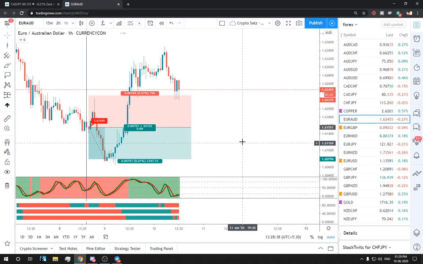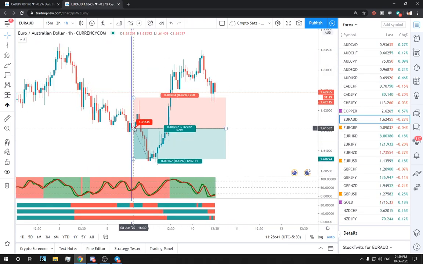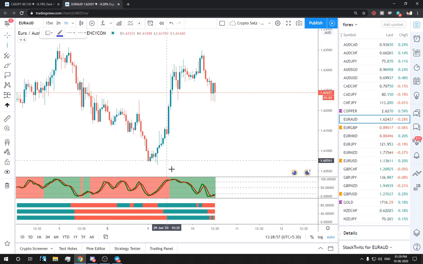So let's move on to the next one, Euro AUD. So we shorted here, it triggered our targets, and then went back up. So that's the best thing about taking a 1-to-1 ratio of the previous structure's high. With this strategy you will get maximum wins, guys. So this trade was perfect. So let's move on to the next one.